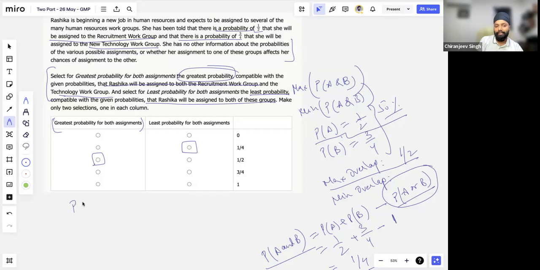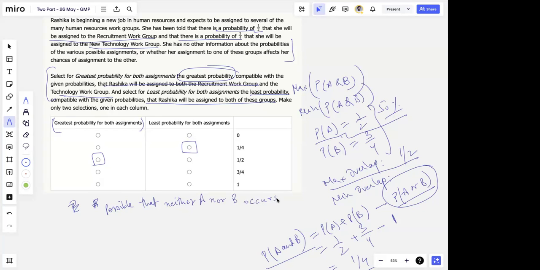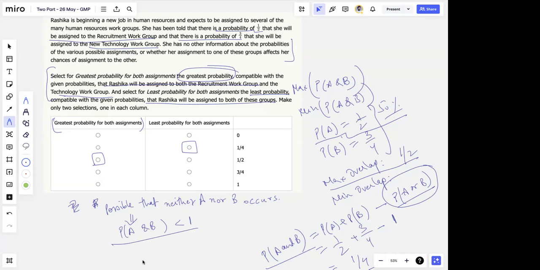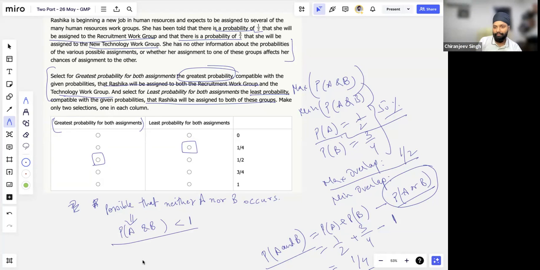So basically what you are saying is it is possible that neither A nor B occurs, right? Right. So from this we can infer that the probability that A and B both occur has to be less than 1. Yep. It cannot be 1 क्योंकि उल्टा केस एग्जिस्ट करता है.